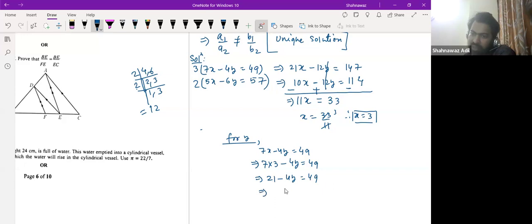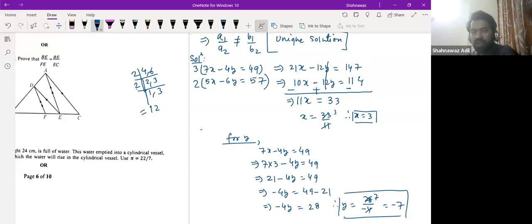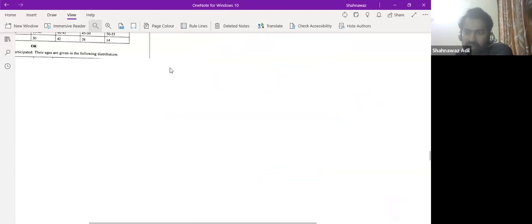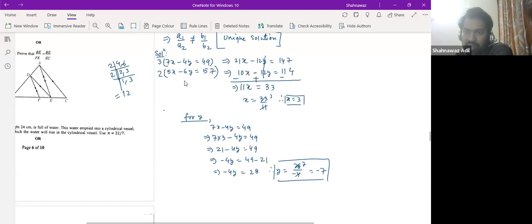So you have to take this thing to the other side. 49 minus 21, that is 28. So y is how much? 28 by minus 4. So this is 7, so minus 7. So y is minus 7. This is your solution. Right, clear? Yes, sir. Okay, so please note it down and then we'll do the other question.